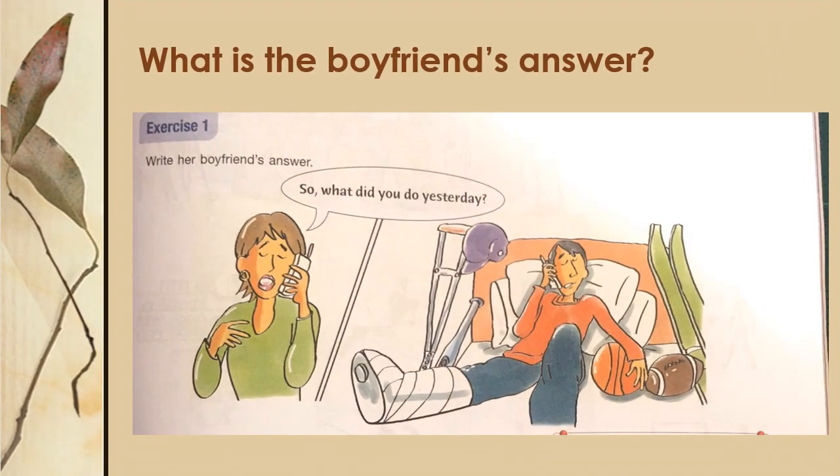Okay, as you can see, in the photo there are two persons, a girl and a boy. And if you remembered our previous lesson, they are the same people. They were talking about the future last time. Now they are talking about the past because the girlfriend is now asking her boyfriend, "So what did you do yesterday?" What did you do yesterday?